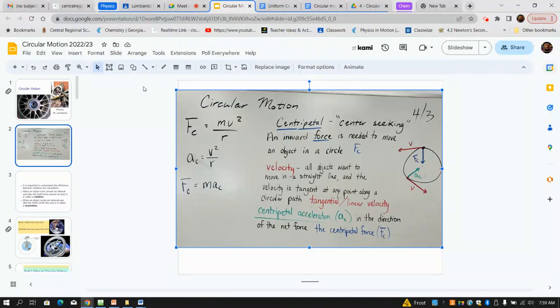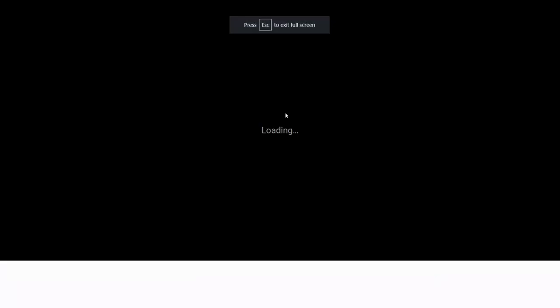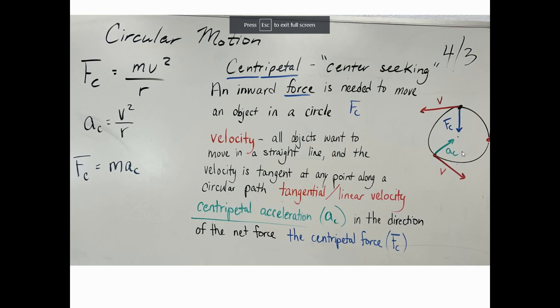So looking at circular motion, we have a centripetal force that keeps objects moving in a circle. The word centripetal means center seeking. So an inward force is needed to move an object in a circle or keep it moving in a circle. The force is directed inward. We give it the symbol capital F, subscript c, for centripetal force.